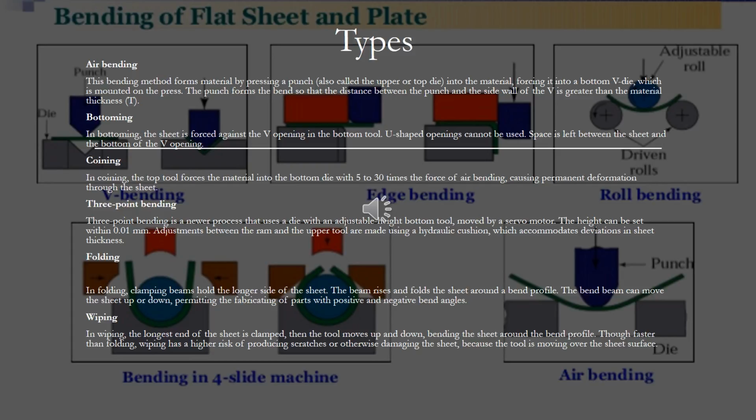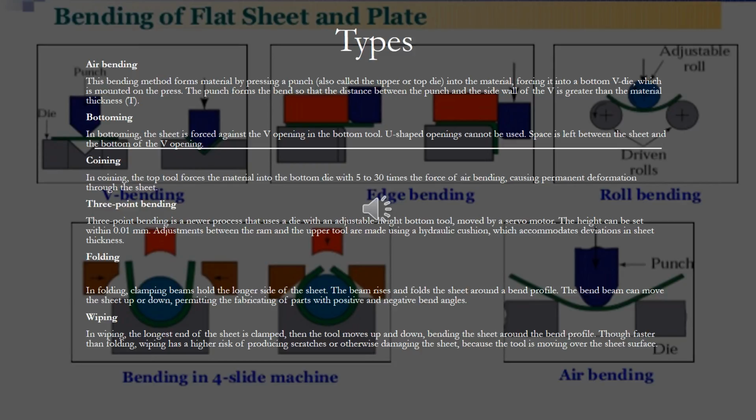There are 6 types. The first is air bending. This bending method forms material by pressing a punch, also called the upper or top die, into the material, forcing it into a bottom V die, which is mounted on the press. The punch forms the bend so that the distance between the punch and the side wall of the V die is greater than the material thickness.